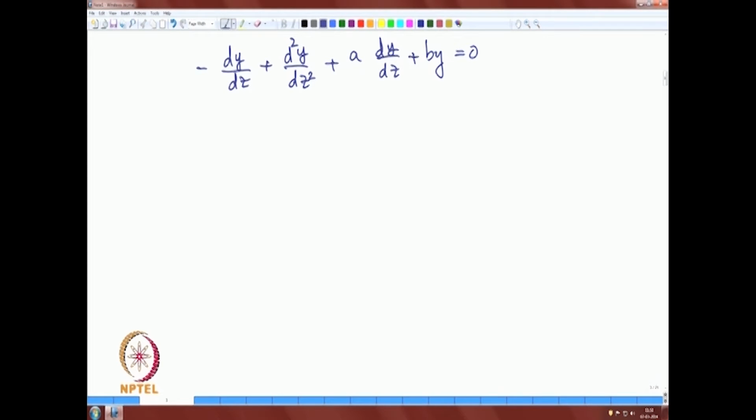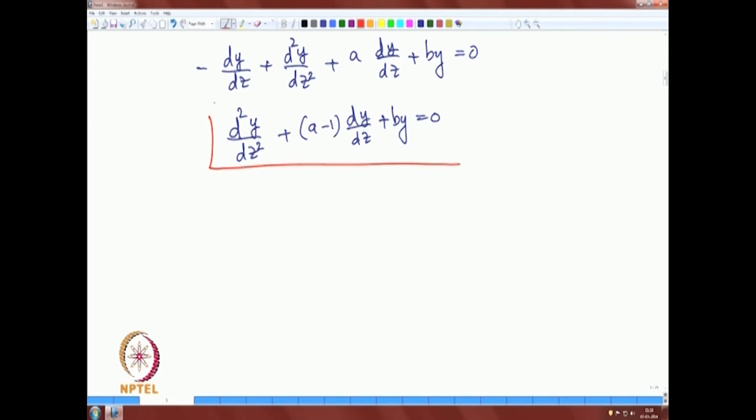And therefore, simplifying this and taking d square y by dz square first, this is d square y by dz square plus (a minus 1) dy by dz plus by is equal to 0. So, look at this equation. This equation is a second order constant coefficient differential equation.